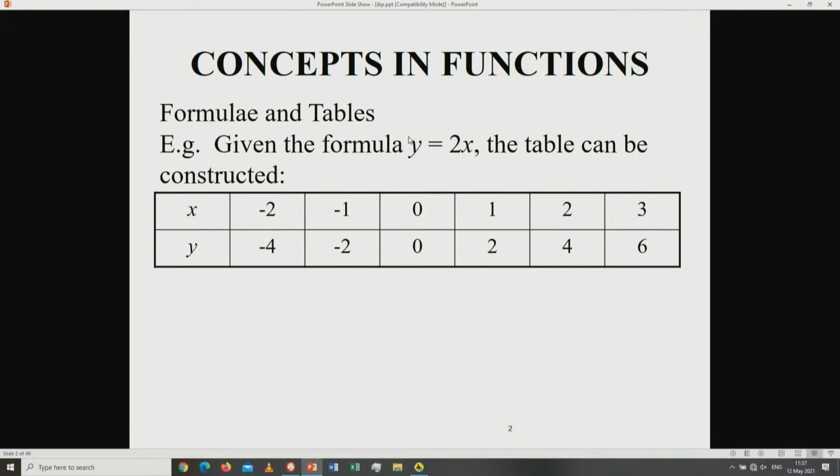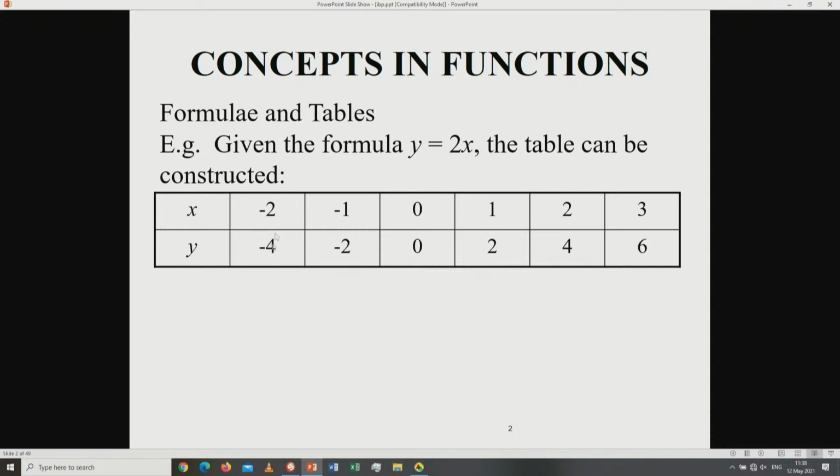Right, let's look at the concepts in functions, very important. Maybe I must give a clear indication here first. We've got the formula. Sometimes you may be given the formula, or you may be given a table, or you may use 1 or 2 of them. Now, for an example, you are given the formula y = 2x. This is the equation that is given. From the equation, we can draw or construct the table. If we are to draw the table based on the given information, we are going to have the x values -2, -1, 0, 1, 2, 3, and we can get the y values.